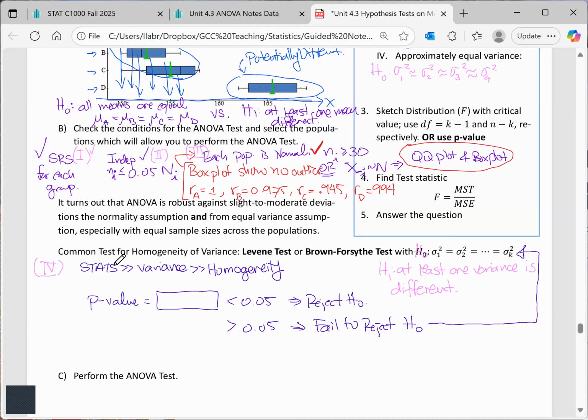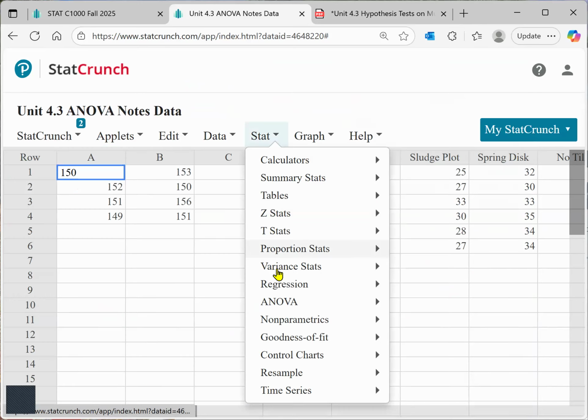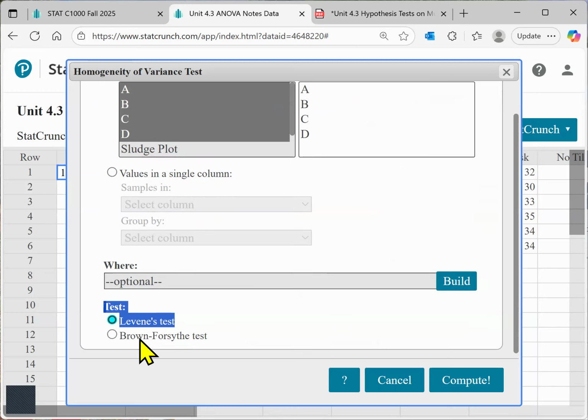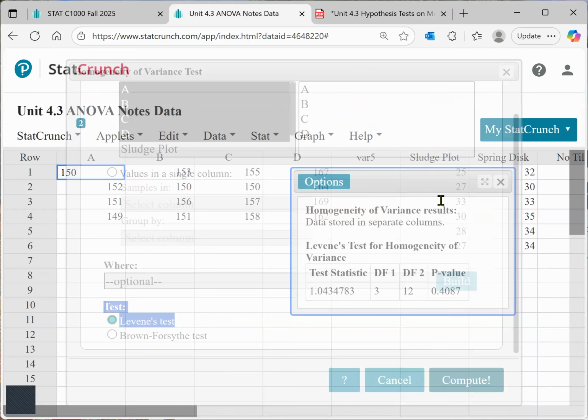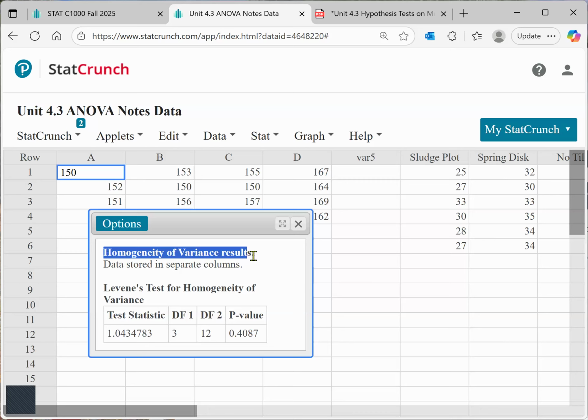I have my data, and I'm going to go to Stats, Variance, Homogeneity. Select all 4 columns, A, B, C, D, and then just leave it alone. Just select where it says Levine test. You can change it if you want to Brown-Forsyth. Levine is one of the standard ones, so we'll leave it there. And then you press compute. And here you have the results for your homogeneity of variance results. So are the variances equal in those different data sets? Here's your test statistics, so we don't got to worry about this stuff.